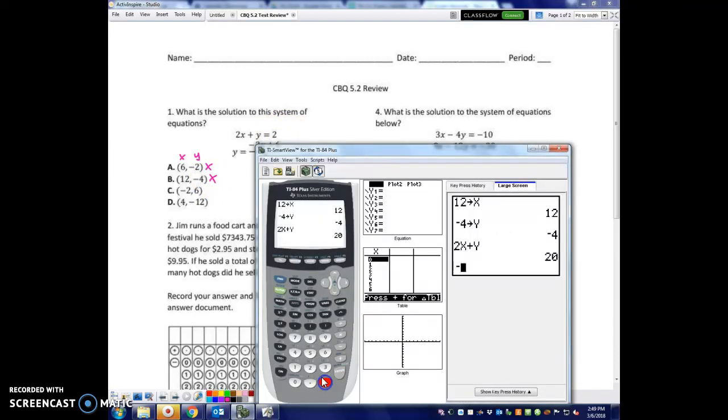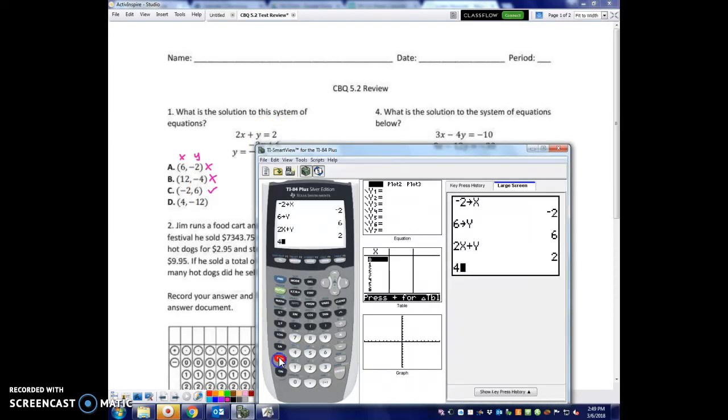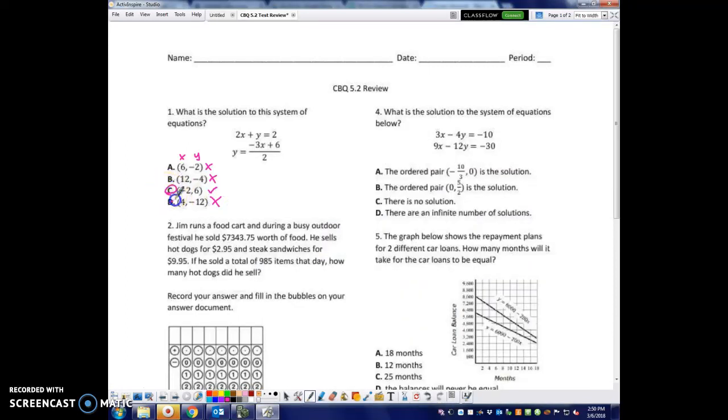Next one. Negative 2 store alpha x. 6 store alpha y. 2x plus y. 2 alpha x plus alpha y. 2. So that did give us what we were looking for. But we're going to test the next one just to be sure, okay? 4 store alpha x. And negative 12 store alpha y. So we have 2 alpha x plus alpha y. That was not what we were looking for. So the answer is C.